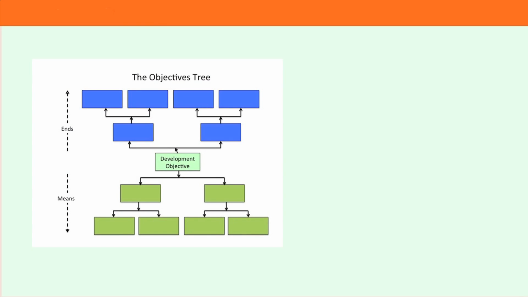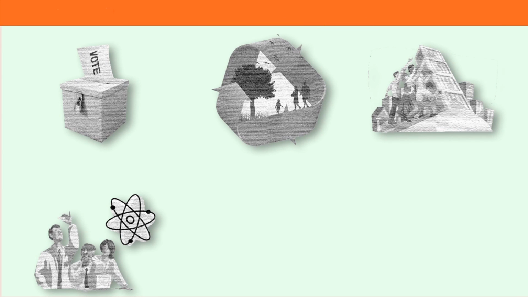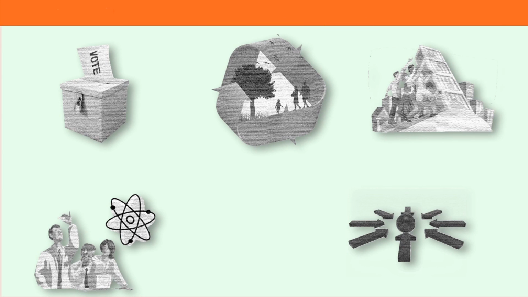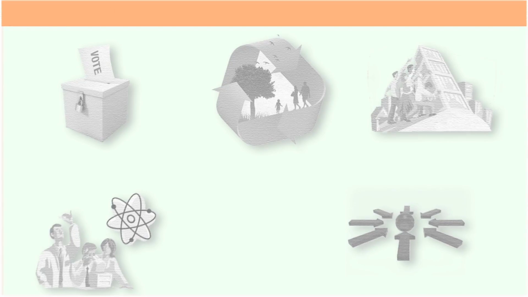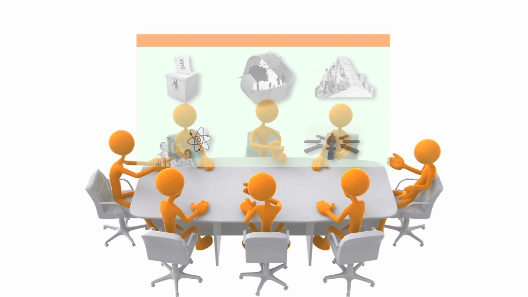Conclusions. The objectives tree generates the desired outcome, required outputs, and the intended impact. Issues involving political, socio-economic, environmental, or technical feasibility of the various objectives that may emerge should be clarified and resolved prior to finalizing the design. It creates a common vision for the change intended. This vision helps stakeholders to see beyond their individual goals and interests.